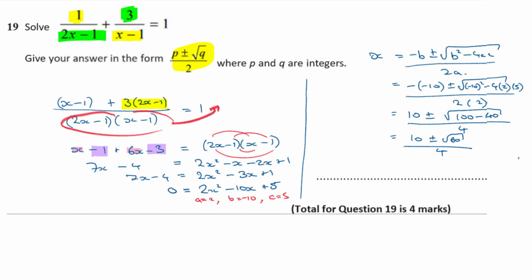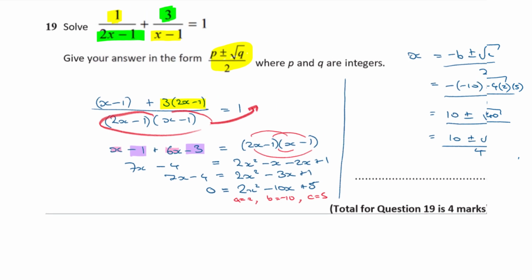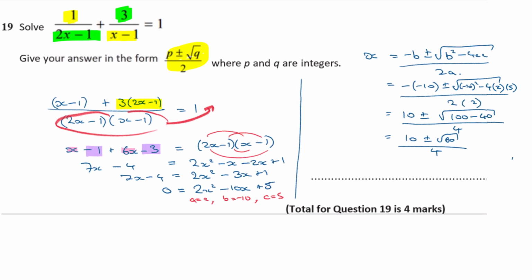Okay, now it's not quite what I need here, because I need a 2 on the bottom and I've got a 4 on the bottom. Now I can factorise a 2 out of the 10, but I need to be able to do the same thing with the root 60 if I'm going to make it into that form. But 60 has got a square factor, isn't it? If you think about it, 60 is 4 times 15. So I can rewrite that as 2 lots of 5 plus or minus root 15 over 4.